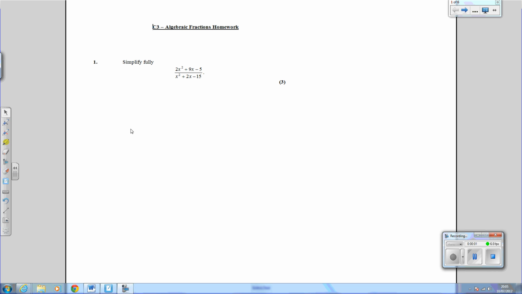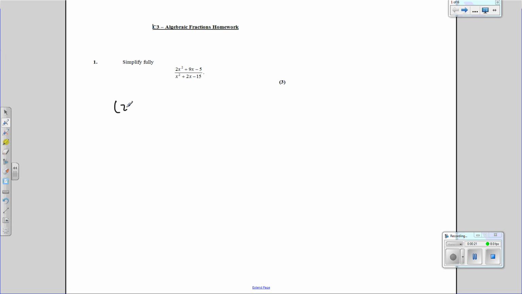Right, these are the solutions via video of the algebraic fractions homework. So, question 1, you just have to simplify this one fully. First thing you do is factorize the top and the bottom, which gives us 2x and x. And then we need to get 5, but we also need them to add together to give 9. So that's going to be 5 and 1, I'm guessing.